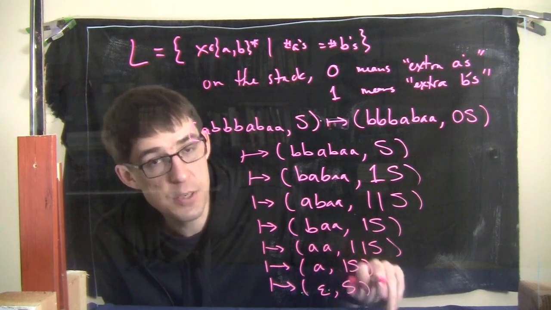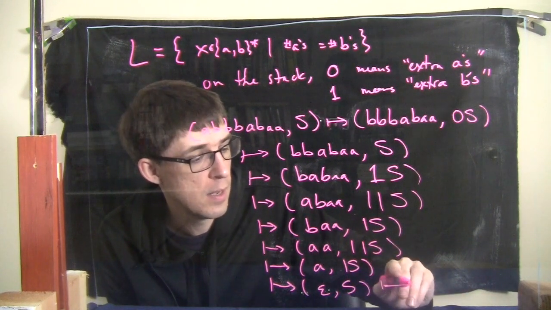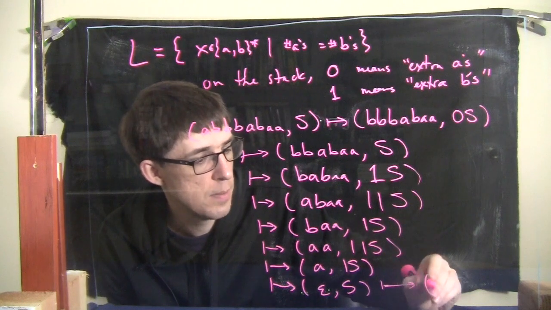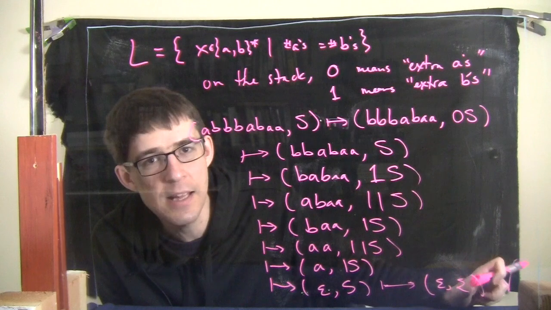And then I'm going to make a special rule that just says whenever you want, you can throw away the S on the stack as an epsilon transition. And it will finally say epsilon, comma, epsilon. Hey, that's what I wanted.